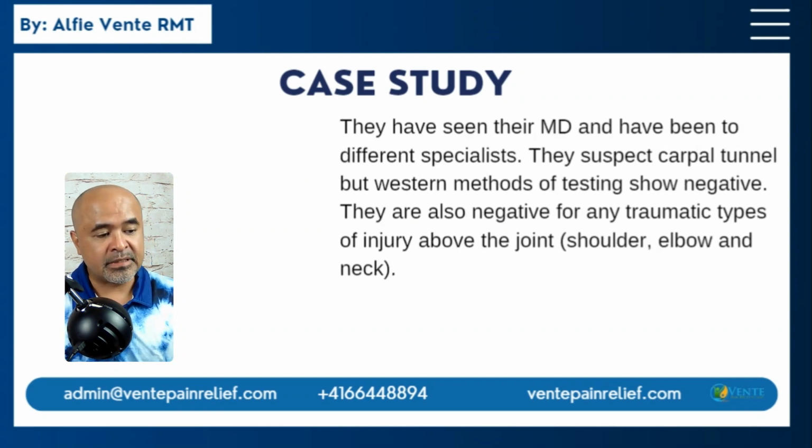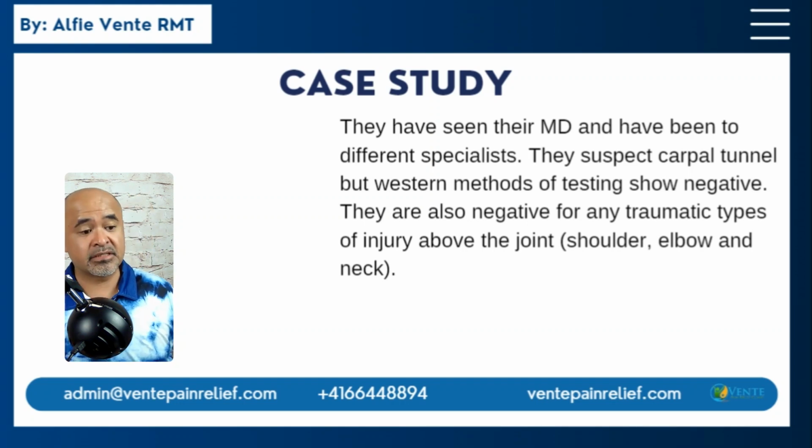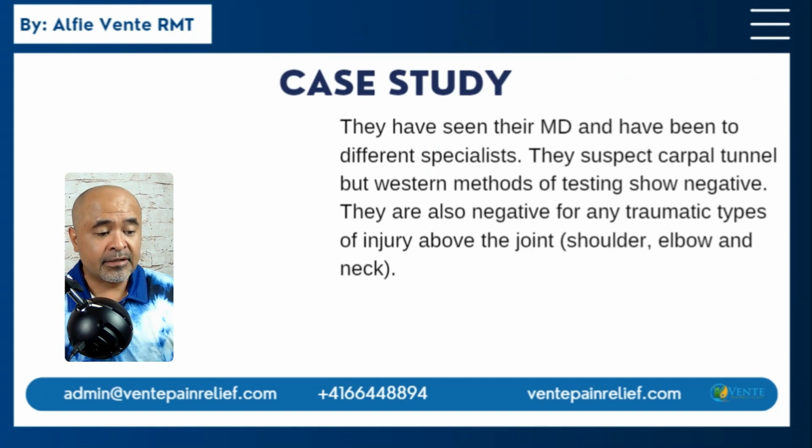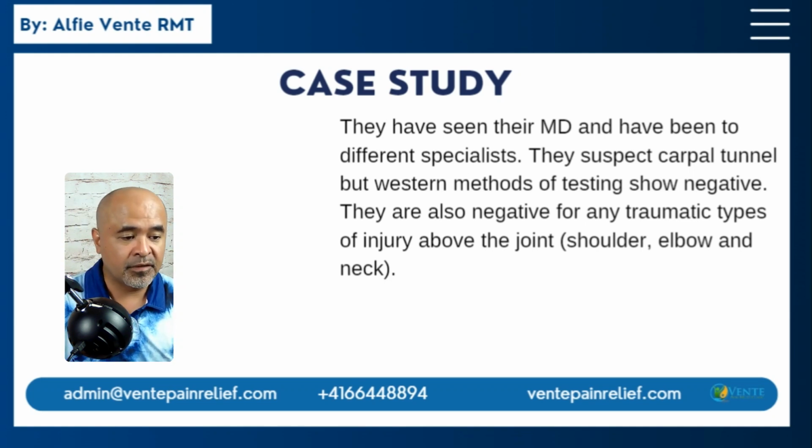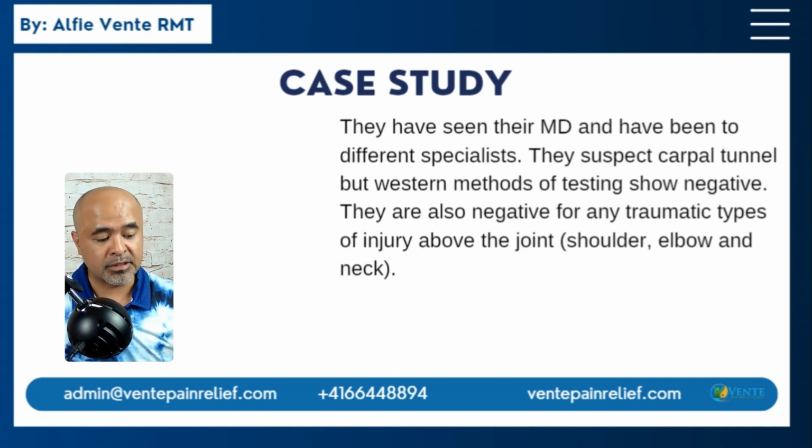They have seen their MD and have been to different specialists. They suspect carpal tunnel, but Western methods of testing show negative. So at times you will get that where they give the best guess possible, even though the testing is showing negative. They are also negative for any traumatic types of injury above the joint, so the shoulder, elbow, and neck. I also should include the fingers, and there's no traumatic injuries to those areas.